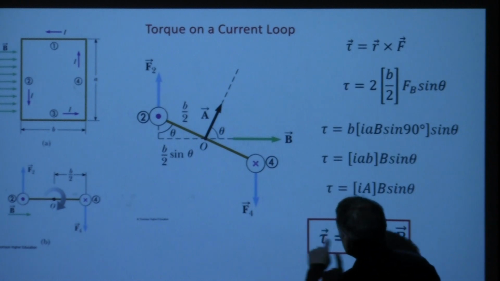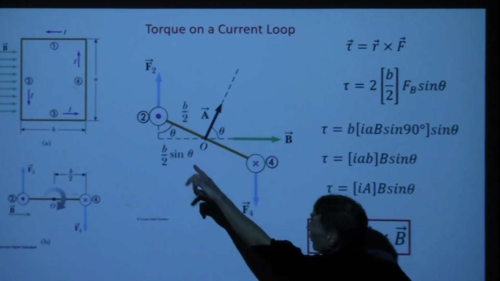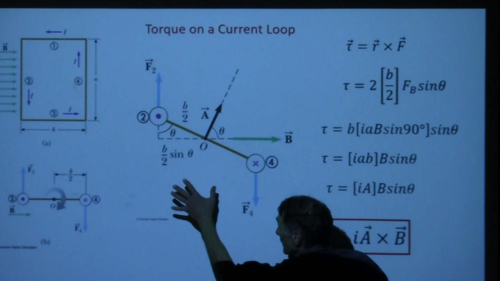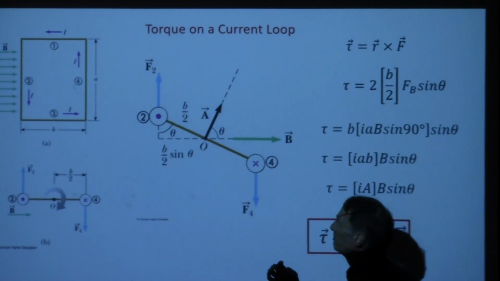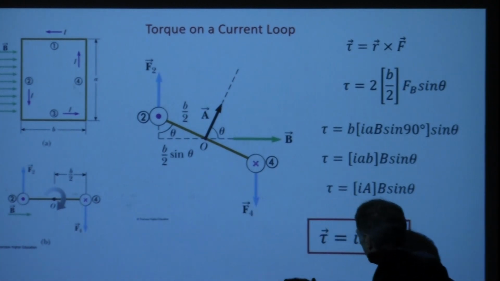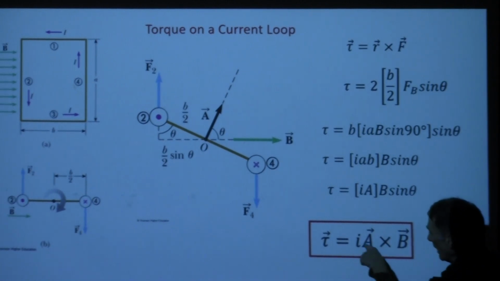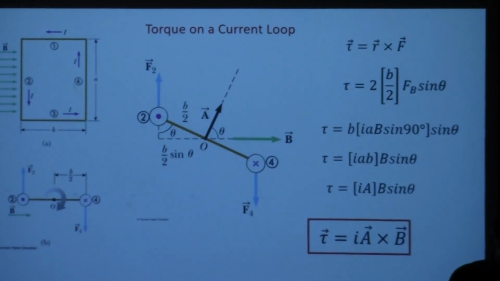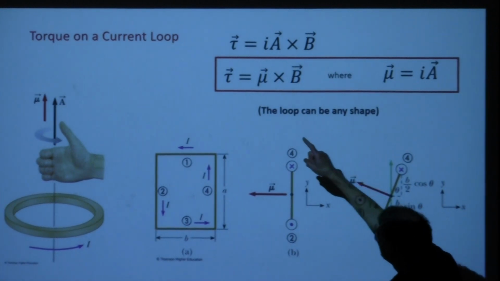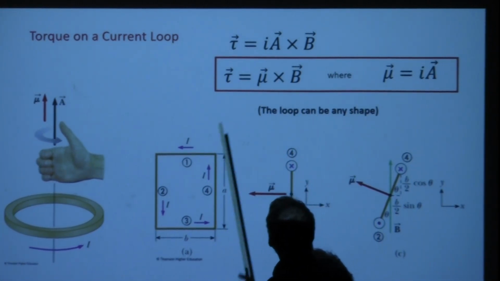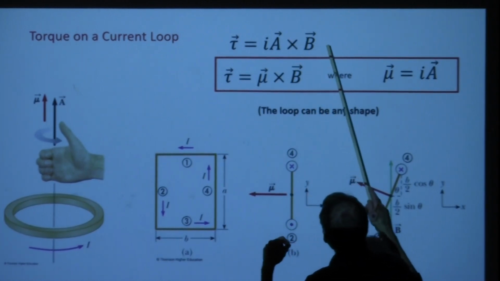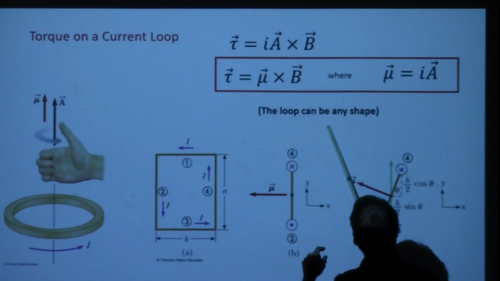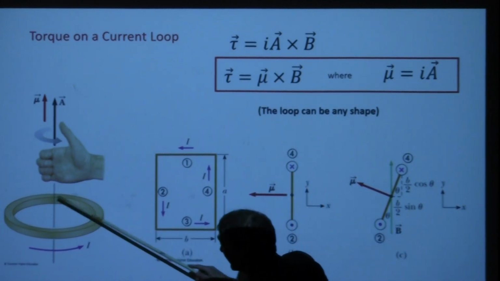Now, the loop doesn't have to be a rectangular loop. It turns out that you can make any shape loop and really base it on a bunch of rectangular elements that just get stacked together. It can be any shape at all. And so the torque on a current loop would be I times A cross B, where A is the area vector. And again, this can be any area. The loop can be of any shape, like a circular shape, like this.